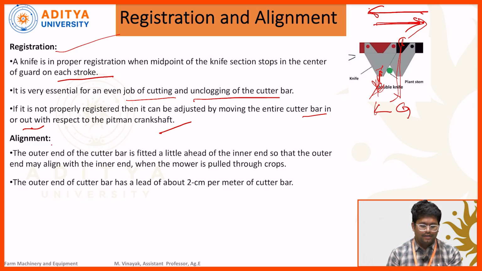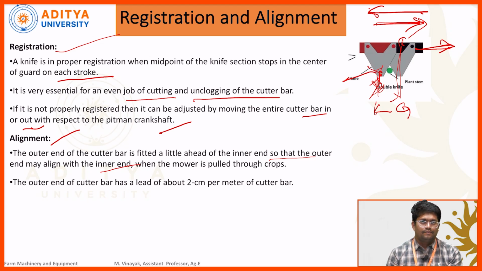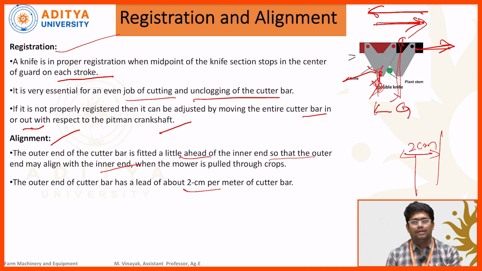Alignment is also very important for harvesting field crops. Not only field crops, whatever crops we harvest, we need to maintain these two adjustments strictly. The outer end of the cutter bar is fitted a little ahead of the inner end, so that the outer end may align with the inner end. The outer end is the bottom side, the fixed knife, compared to the inner end, the movable knife. The outer end should be 2 cm ahead of the inner end. That is the alignment of the cutter bar.